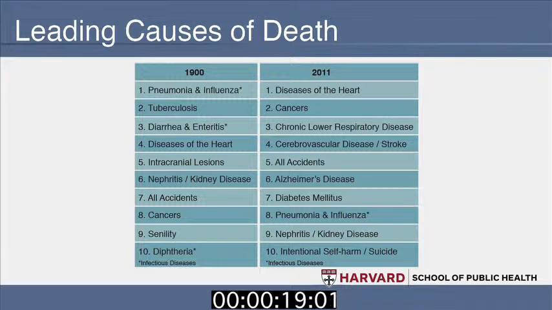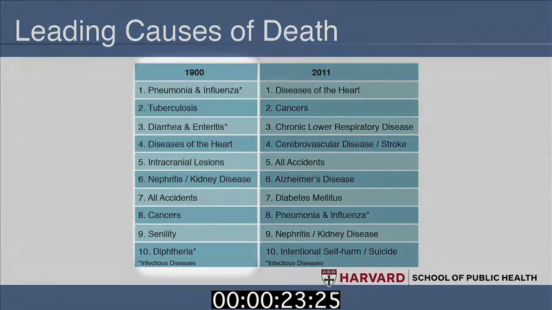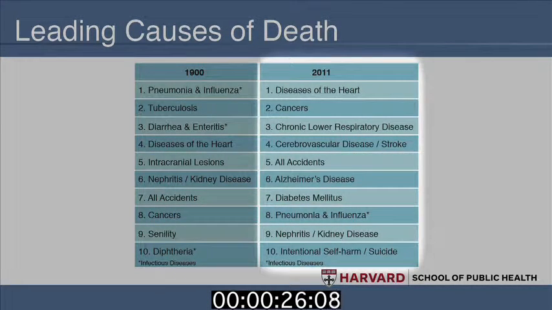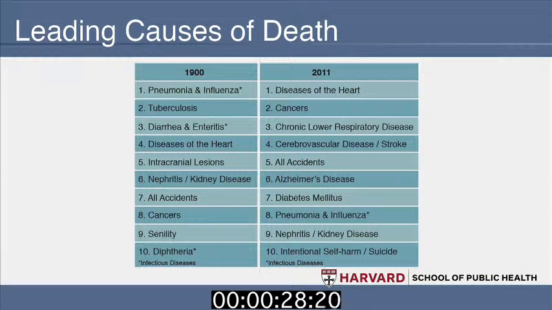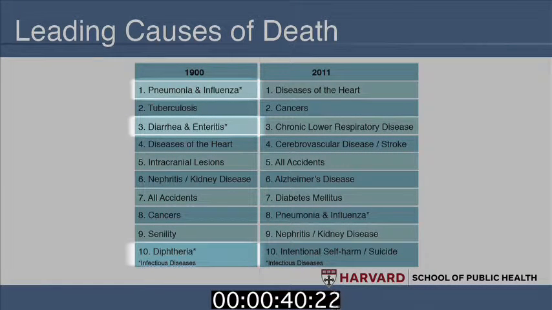So let's look at this chart that shows the leading causes of death in the United States in 1900 versus 2011. So you see 1900 on the left and 2011 on the right. And there's one thing that I hope as you look at this stands out. We identified with an asterisk the infectious diseases. In 1900, the top 3 leading causes of death were all infectious diseases. And in 2011, there's only one infectious disease, influenza and pneumonia, that comes in at number 8.